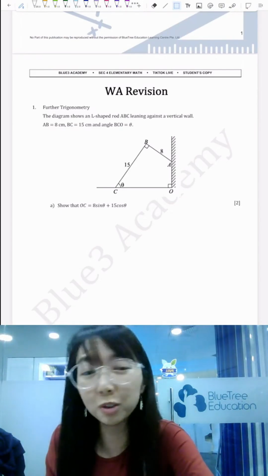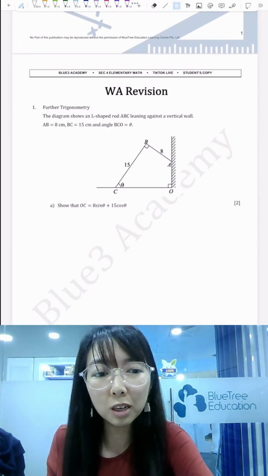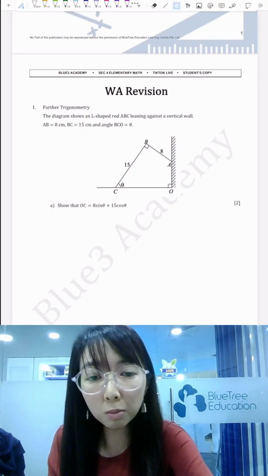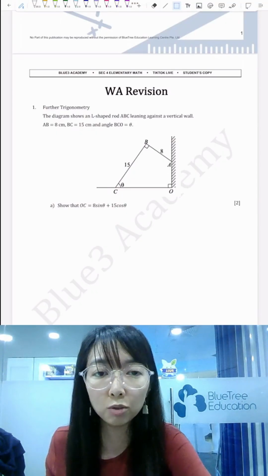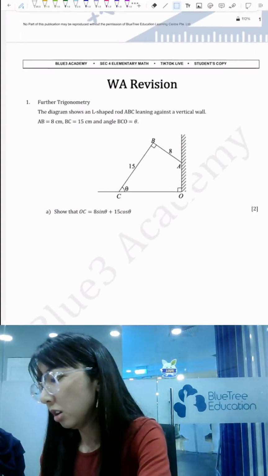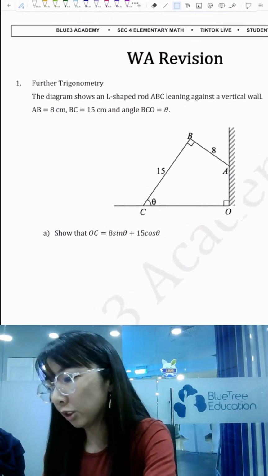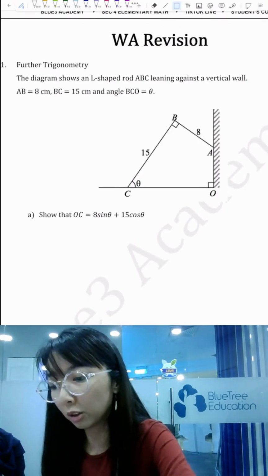It might be a bit hard to realize that it's an R formula question, but usually there is a diagram, and then you probably need to draw some lines on the diagram in order to actually answer the first question. Okay, now let's look at the further trigo question, which is an R formula question here.